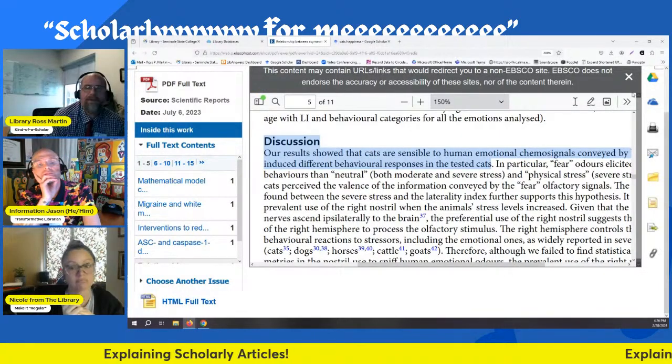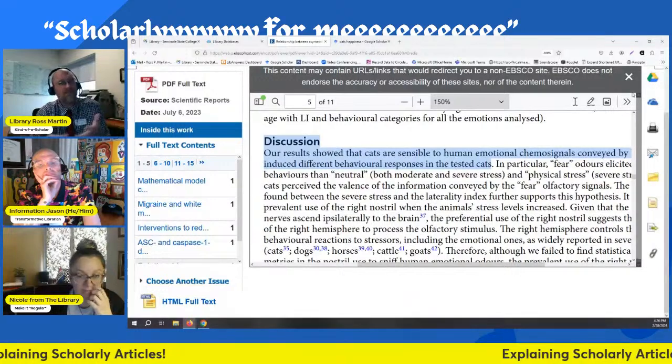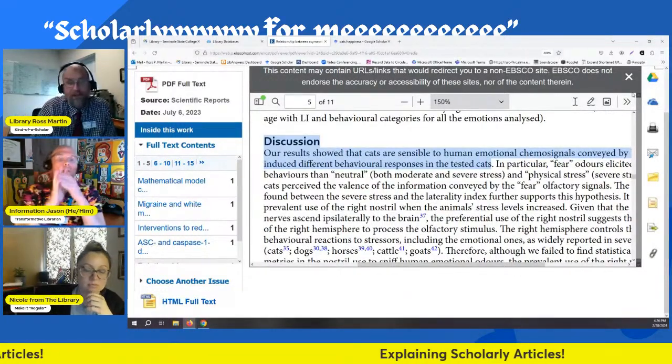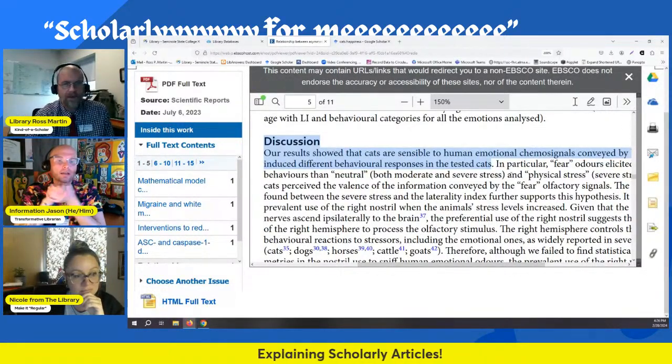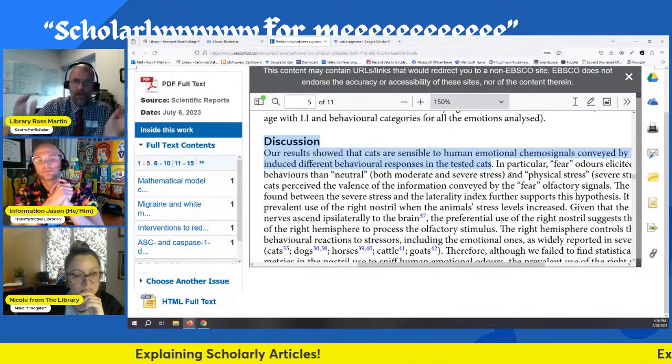I want to see the discussion section, if there is one. Sometimes it's the conclusion, sometimes it has both. But in the discussion section, they're going to tell you why those results matter.